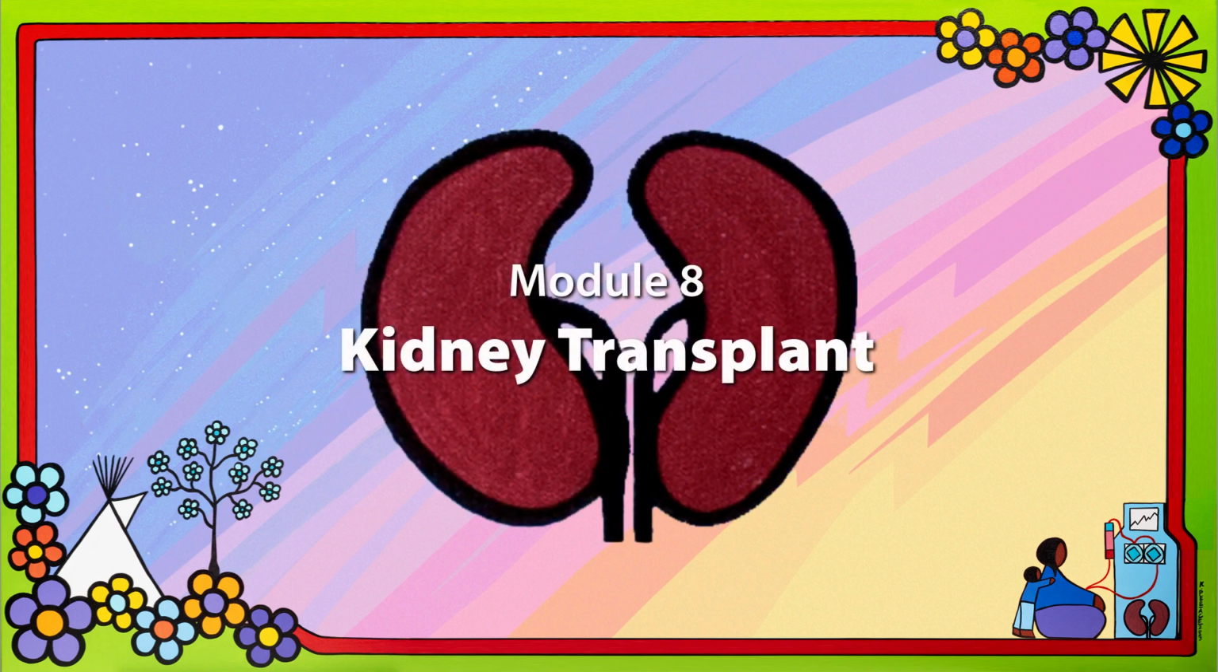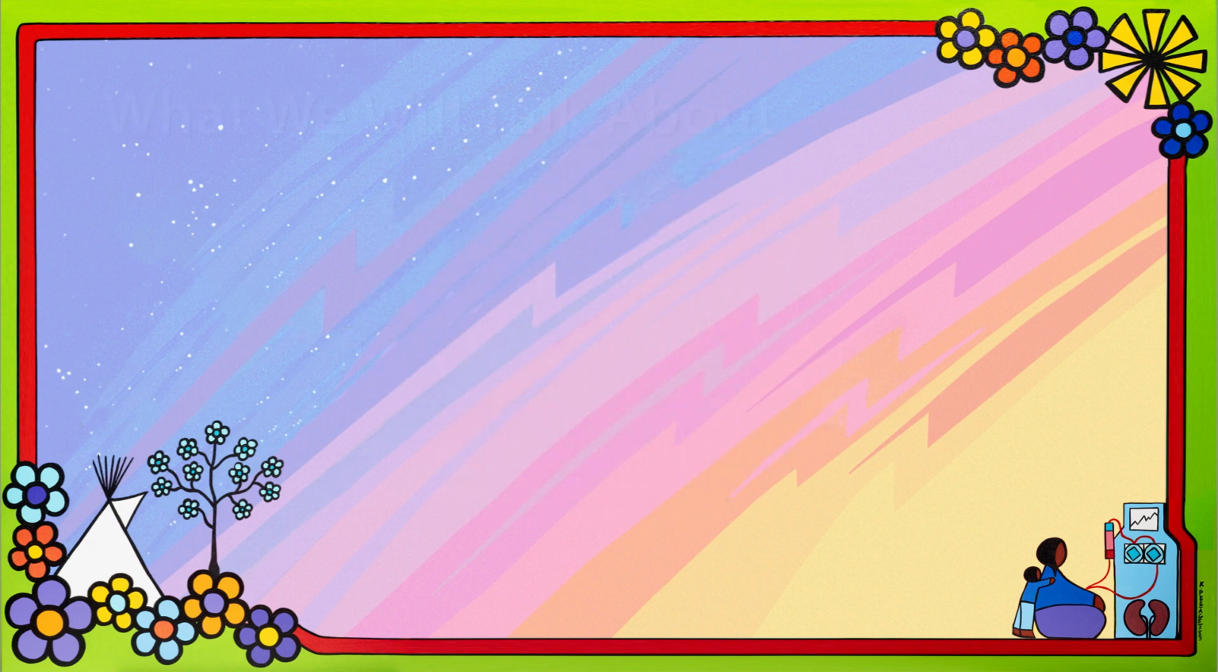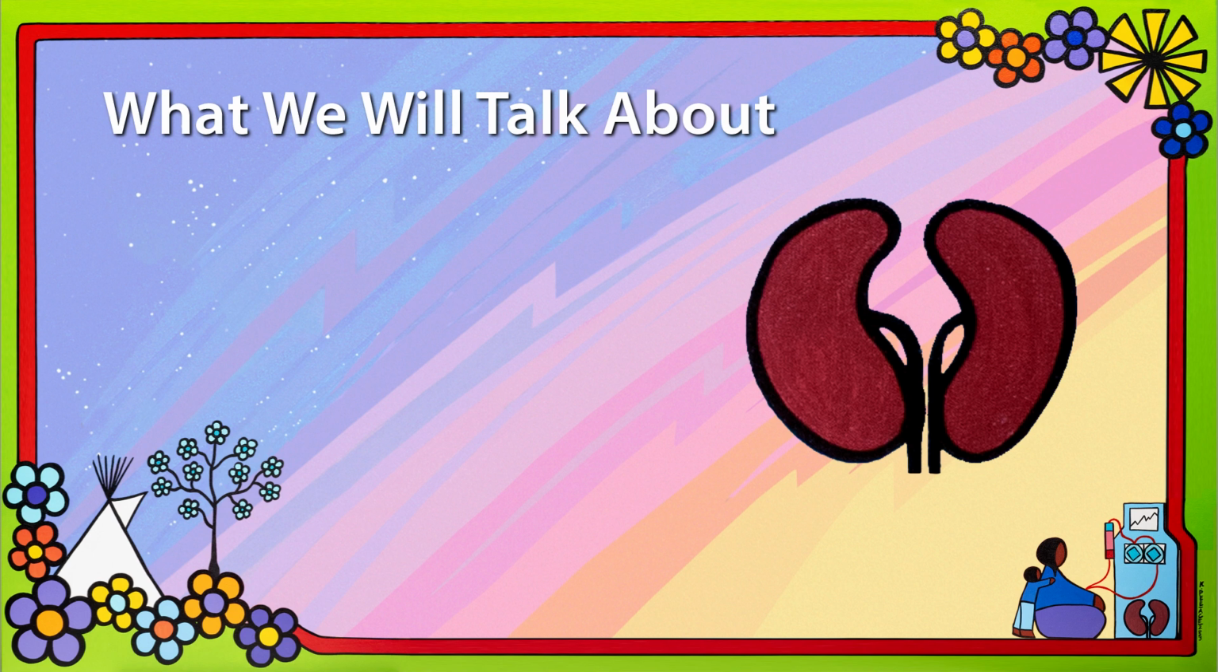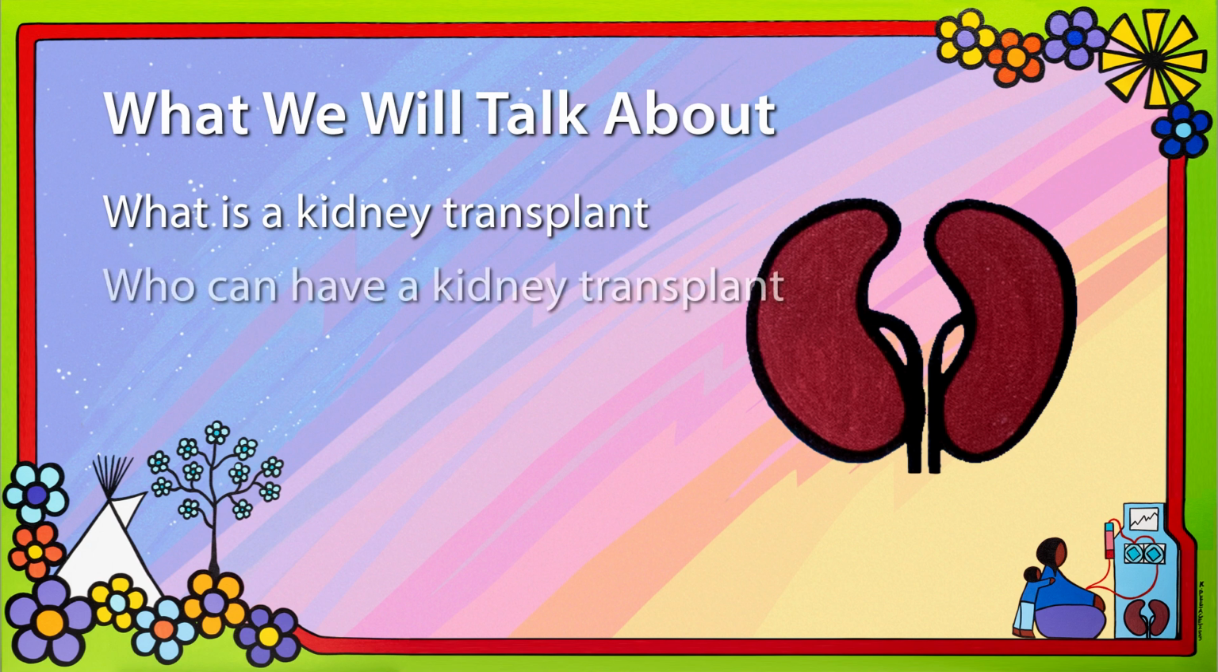This module will discuss kidney transplant, which is an option for kidney failure if you are doing well enough to have the surgery. In this module, we will explain what a kidney transplant is and the types of kidney transplant. We will talk about who can have a kidney transplant, what the transplant workup means, the transplant waitlist, and a bit about the transplant operation.